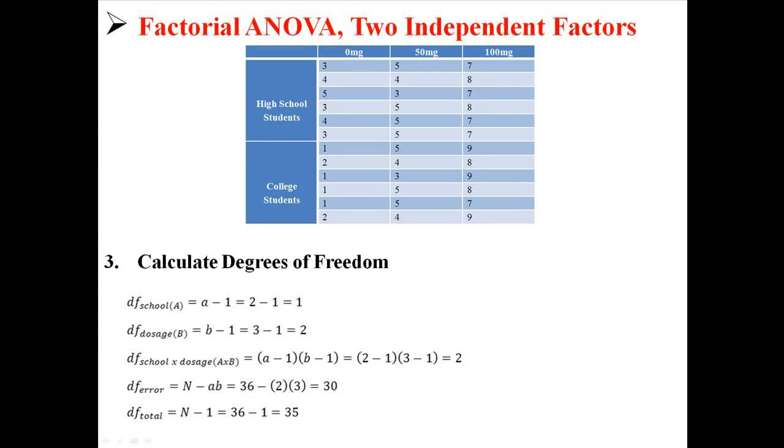Pretty easy. For A, for school, it's just A minus 1, so that's 1. For dosage, for B, B minus 1, that's 2. And those are our 5 degrees of freedom. You can see that everything, A, B, the interaction, and error, adds up to total. So you can check your answers that way to make sure you did it right.